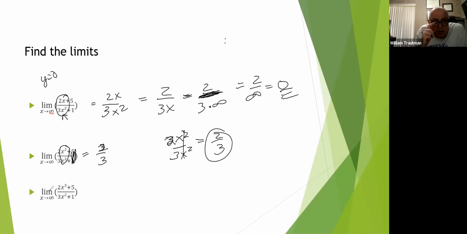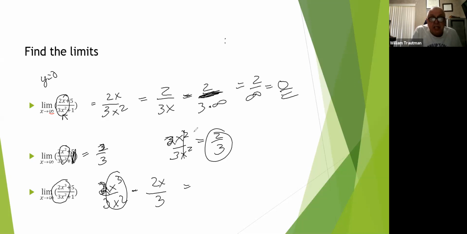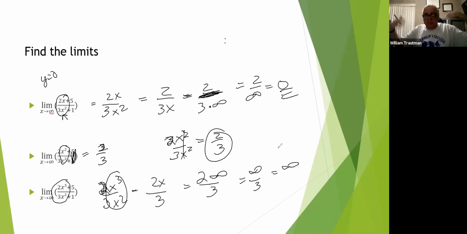Now, when the power on top is larger, you can't say there's no limit. Well, you can, but there's infinite limits here. So let's just look at the numbers on top. It's 2x to the third over 3x squared. If 2 of the x's cancel, I'm left with 2x over 3. And now if I plug infinity in there, 2 times infinity is still infinity. Infinity divided by 3 is still infinity. It's still a huge number. Infinity just keeps on going. So this limit equals infinity there.